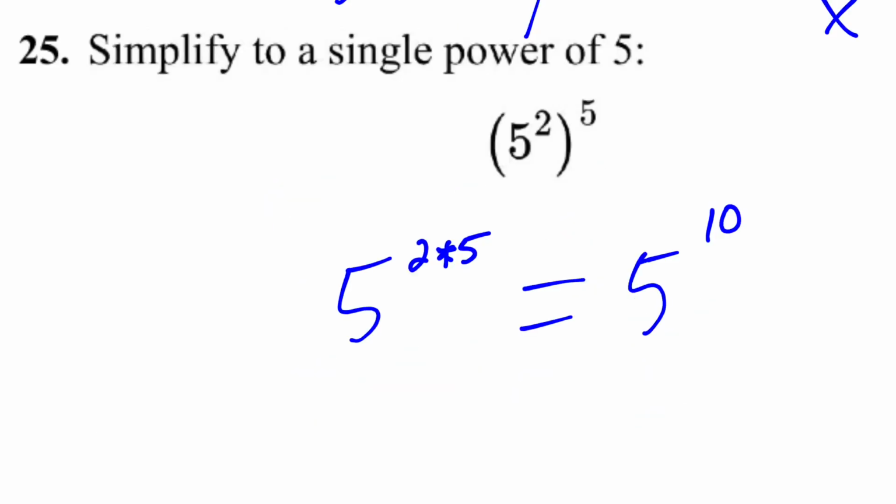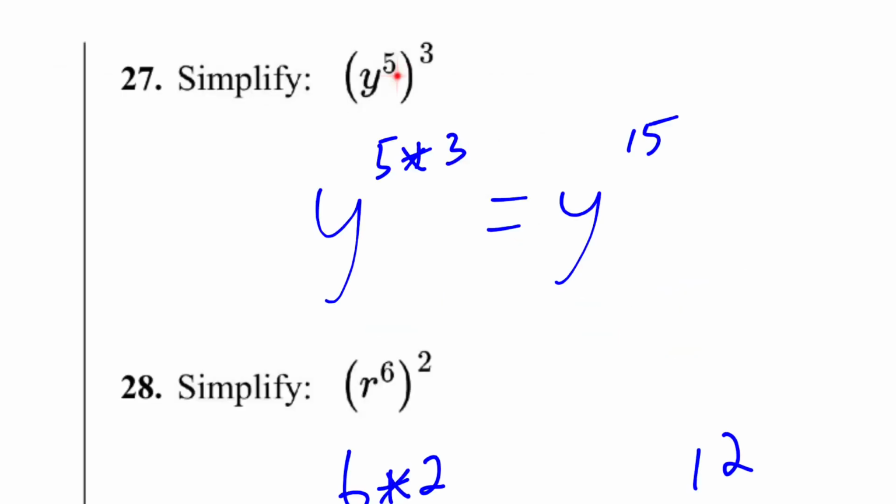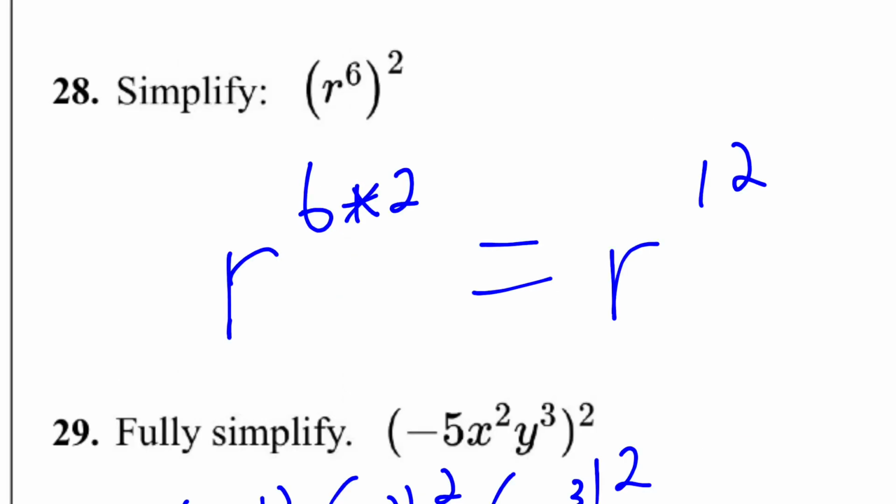25 is the power to a power rule. We take 2 times 5, we get 10. Here this is 5 to the second power, all of that to the sixth power. So 2 times 6 is 12. 5 times 3 is 15. So watch for the parentheses, look for that exponent to a power of another exponent. R to the 6th times 2 is r to the 12th.